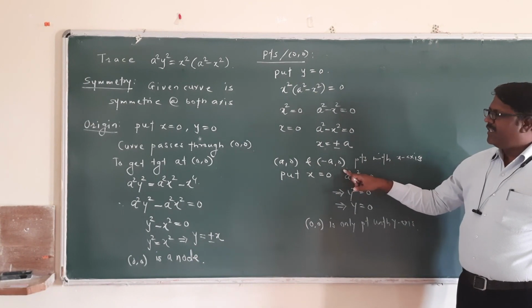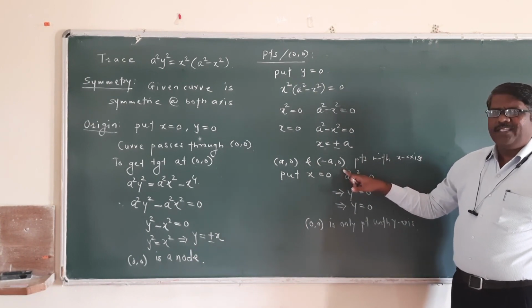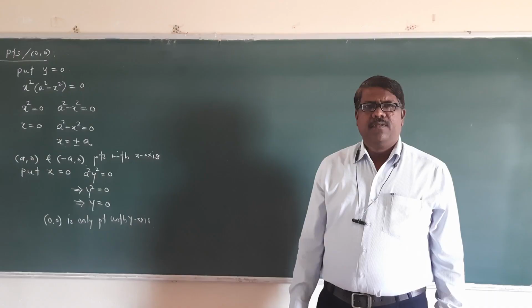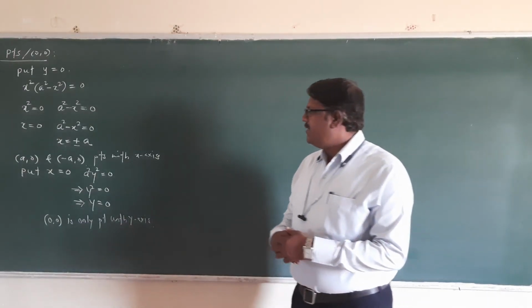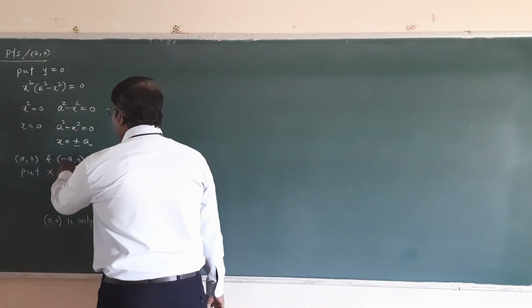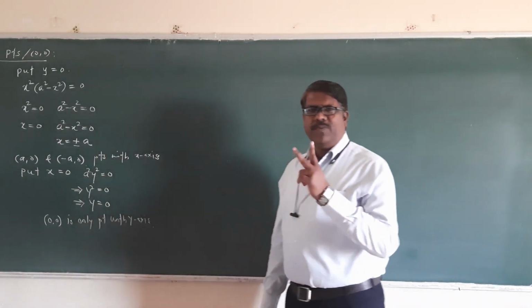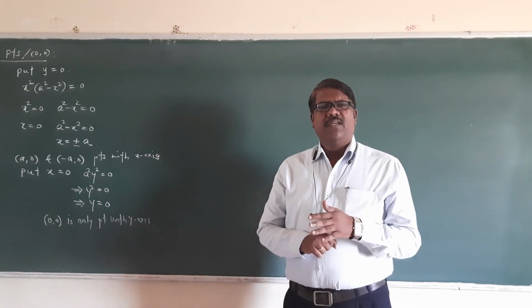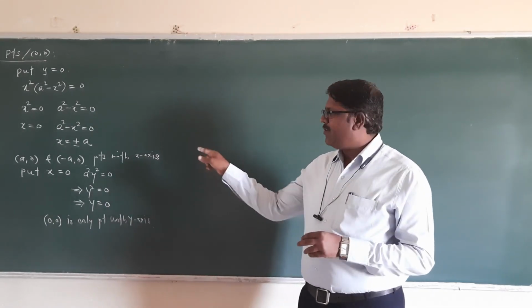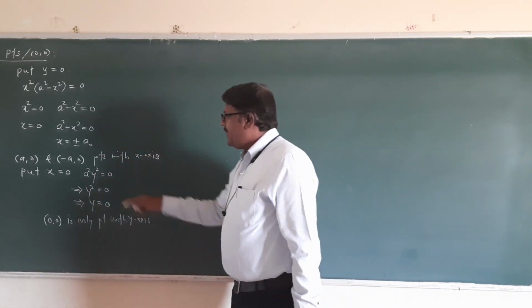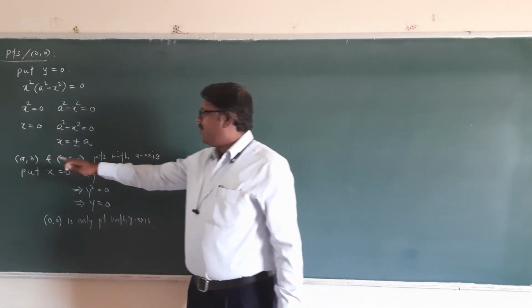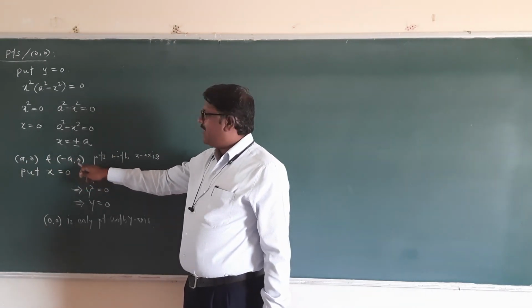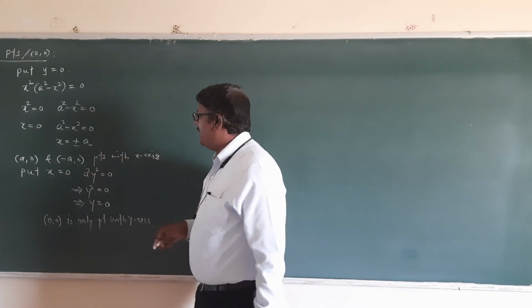Now, the next work is to calculate the equation of tangent at (a, 0) and (−a, 0). To get tangent at (a, 0) and (−a, 0), we have two methods: either we use shift of origin or calculation of derivative at a particular point. Now what we will do is, for the first point we use shift of origin, and for the second point we use the method of calculating derivative at this point.